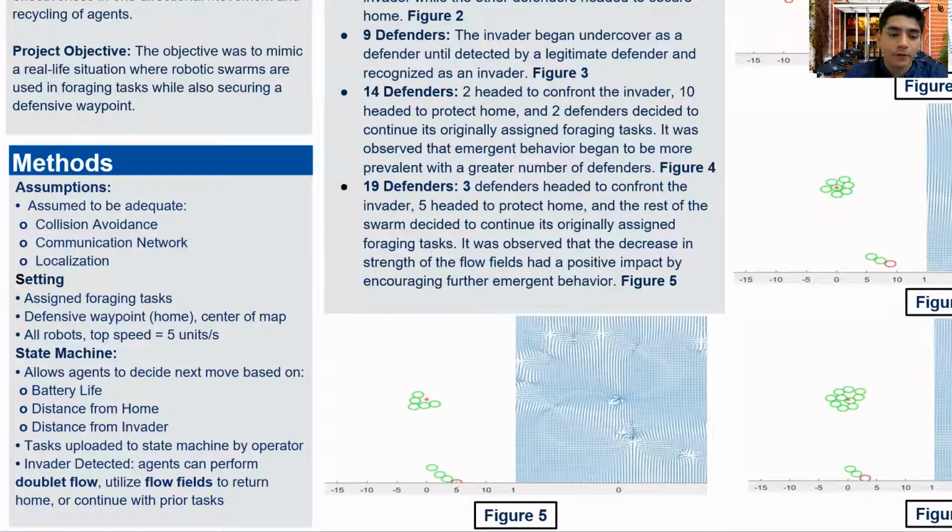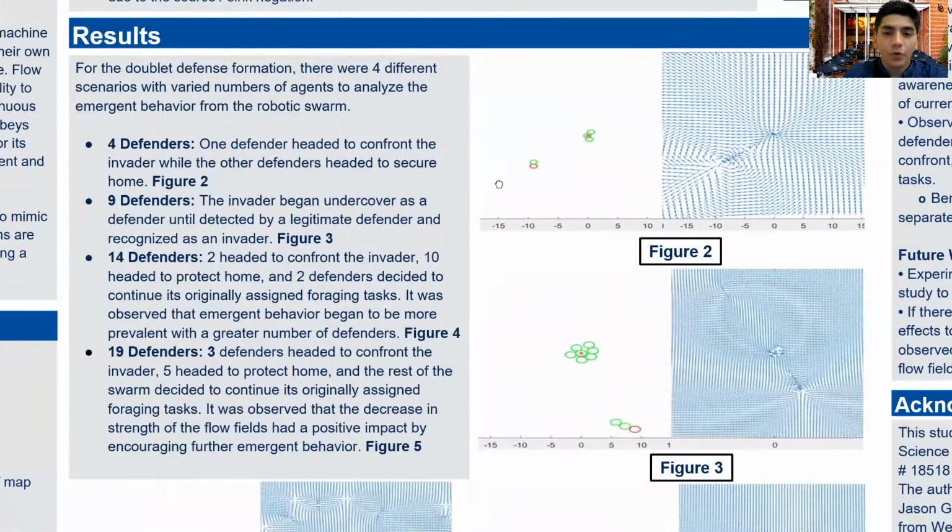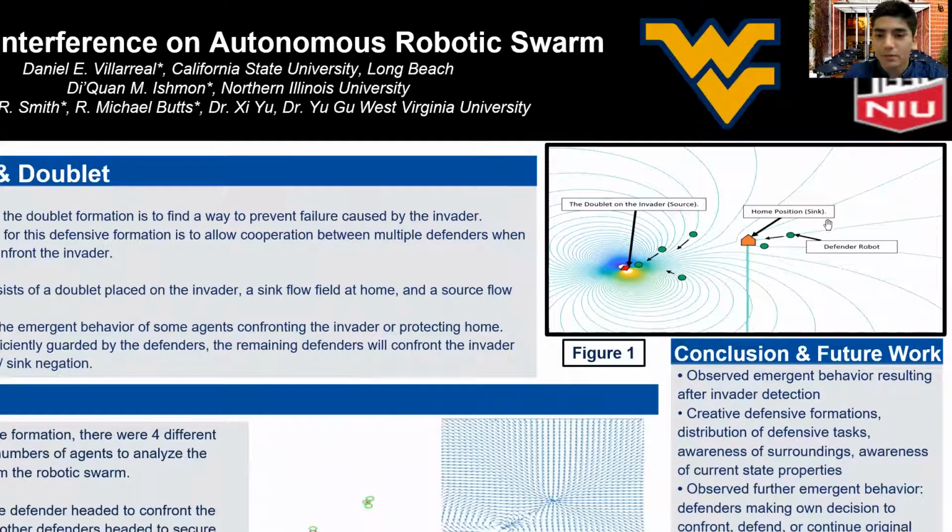We'll get into what the doublet flow and flow fields are over here so that we have enough time to get into the results. Essentially, the doublet is this circular motion along each side of the invader that allows it to push the invader in one direction, hopefully away from its target, being home, which we also call the defensive waypoint or the sink. A sink, that term is used since the defenders will all fall into the general location of the home if they so choose to protect it and guard it from the invader.